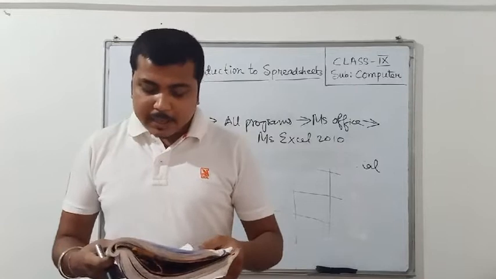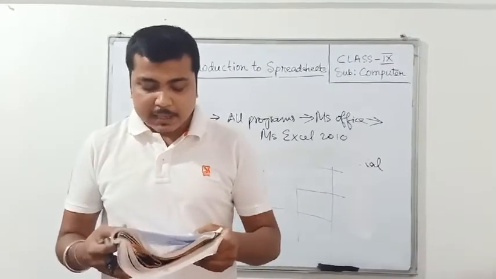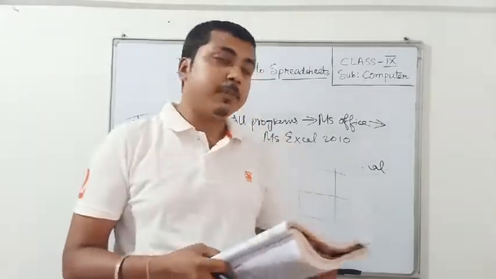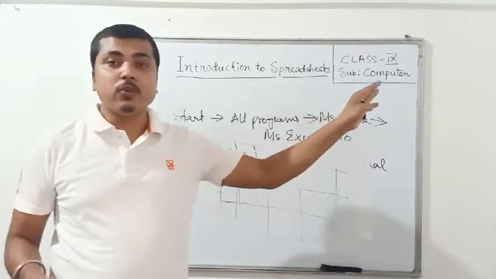The first column is A, the second is B and so on till Z. That means the columns start with A, B, C, D and go till Z.